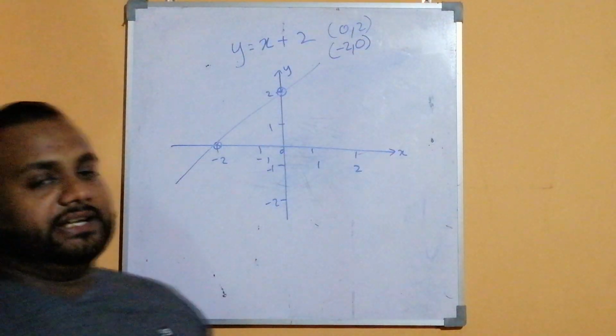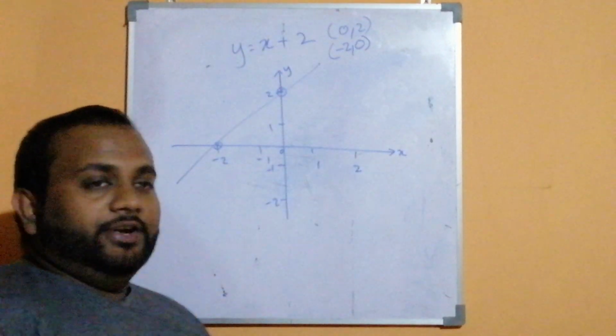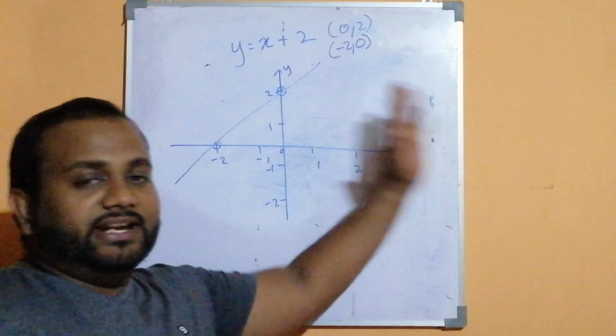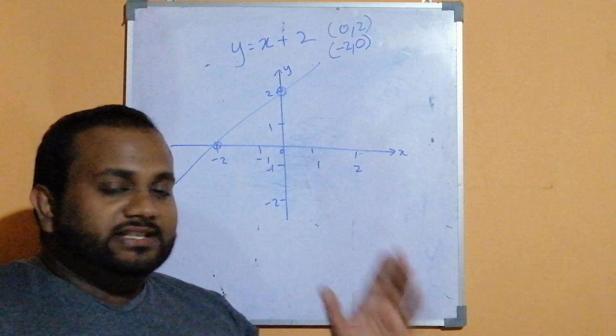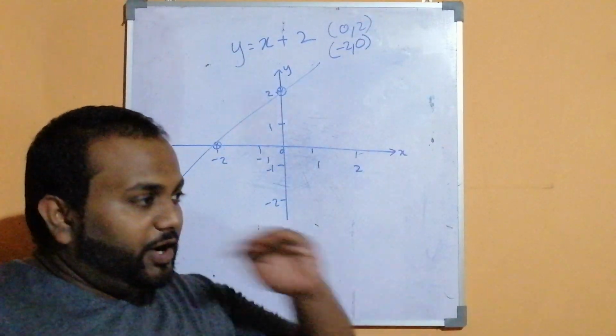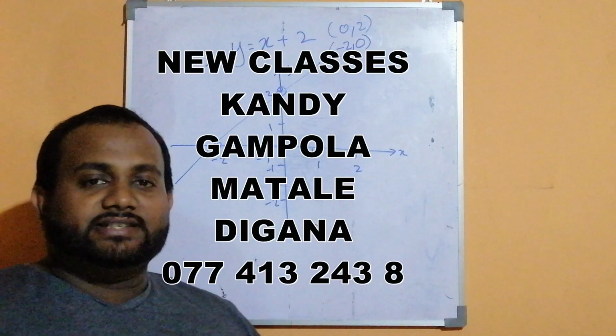So using this method, you can easily draw any straight line graph just by substituting: along the y-axis, x coordinates are 0; along the x-axis, y coordinates are 0. Hope you understood how to draw straight line graphs using only two coordinates.